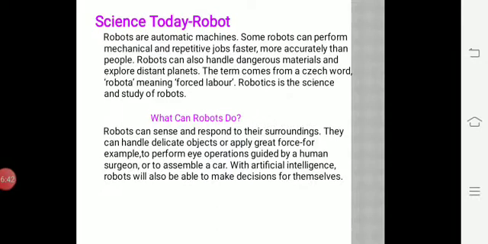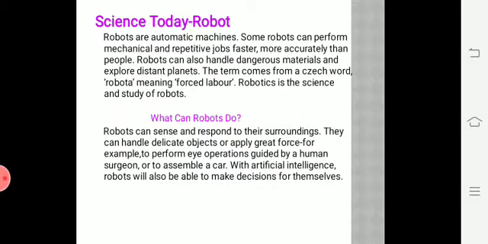Okay, science today: robots. What is meant by a robot? Robots are automatic machines. They can perform jobs much faster than humans and more accurately, that means more perfectly. They can also handle many dangerous materials and carry many equipments.